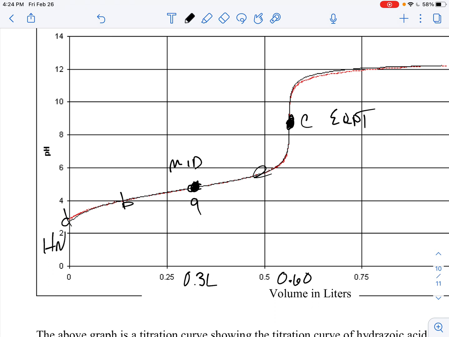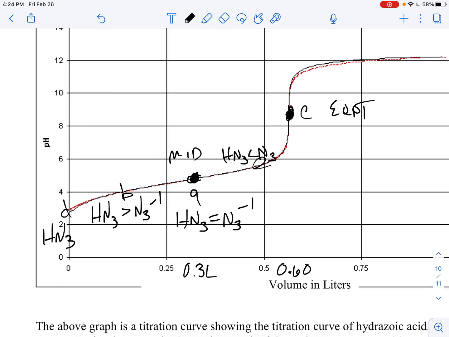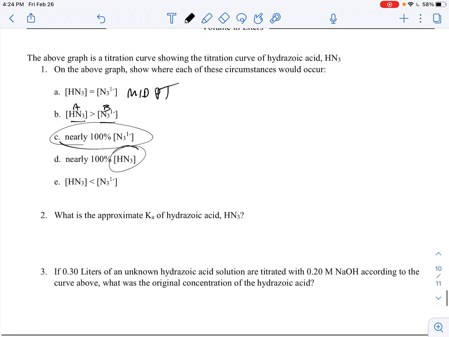So this guy here is going to be my acid. This guy here, my acid is going to be more than my base. At this point here, my acid is going to be equal to my base. At this point here, my acid is going to be less than my base. And at this point here, I have just about nothing but base. It's all about that base.